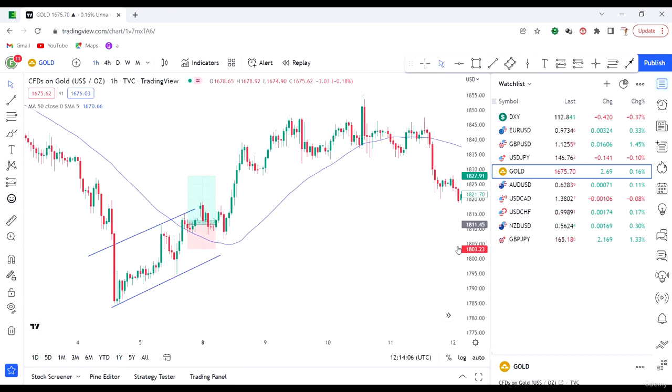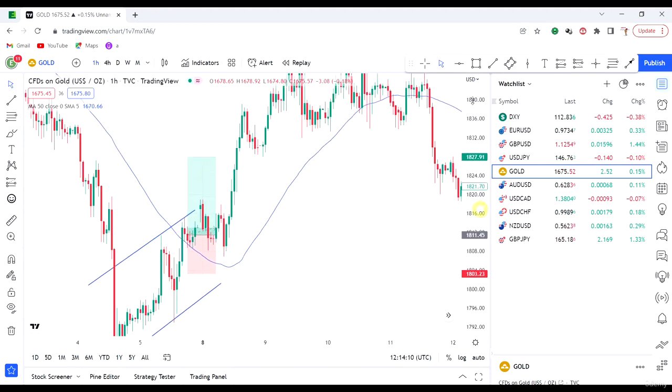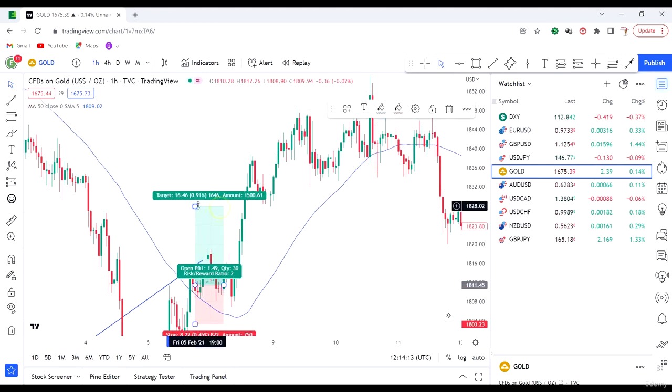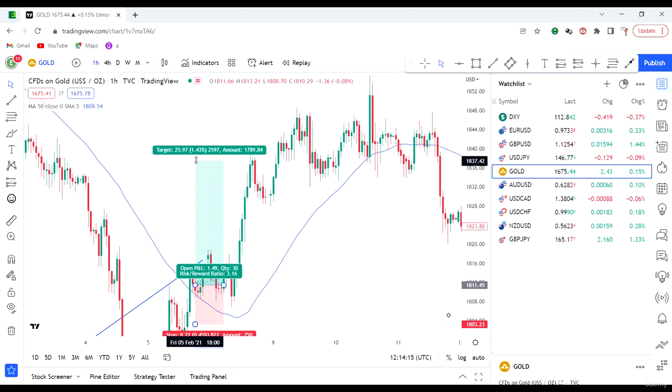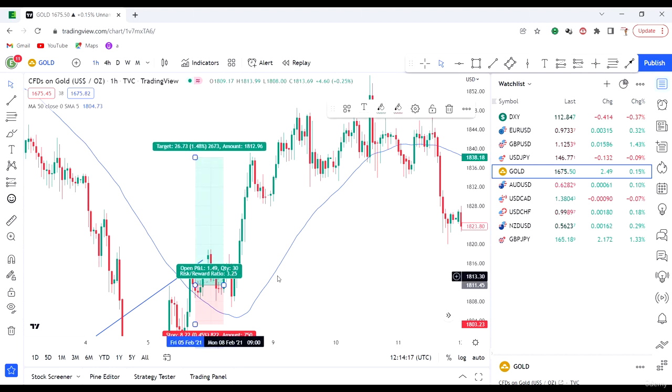Now what can you see? We can see that our market moved and closed us here in profit, so we made 2R, right? And we can even see that the market moved way more than 2R. It even went up to 3.25R.